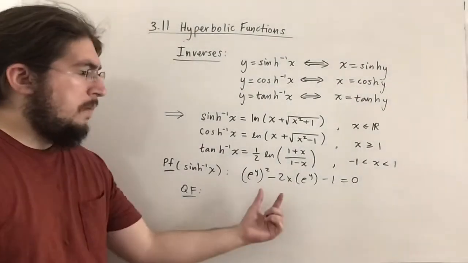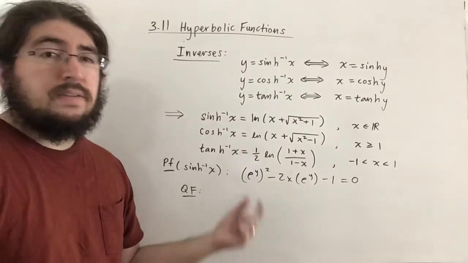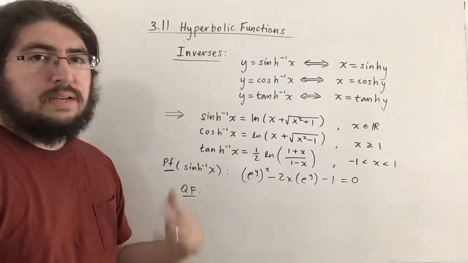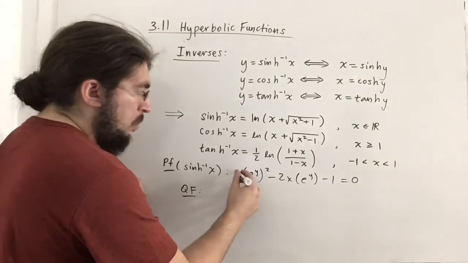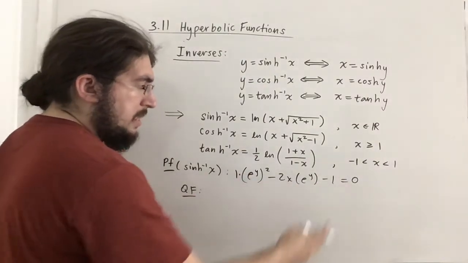Right, so this is what we ended up with, and I wrote it like this so that it reminds us of a quadratic, but in e to the y instead of in a variable x. So now notice a is 1, b is negative 2x, and c is negative 1.